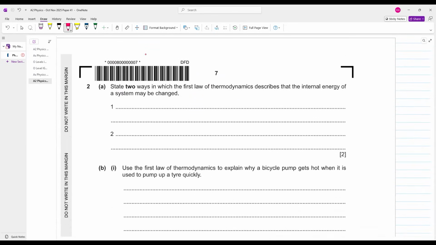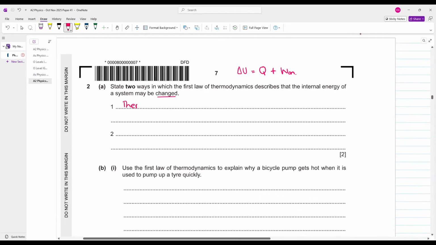State two ways in which the first law of thermodynamics describes that the internal energy of the system can be changed. So, do you remember the first law of thermodynamics? Internal energy is equals to Q plus work done on the gas. If you want to change the internal energy, what can you do? Either you can supply the thermal energy or remove the thermal energy. तो ये पहला change हो गया.